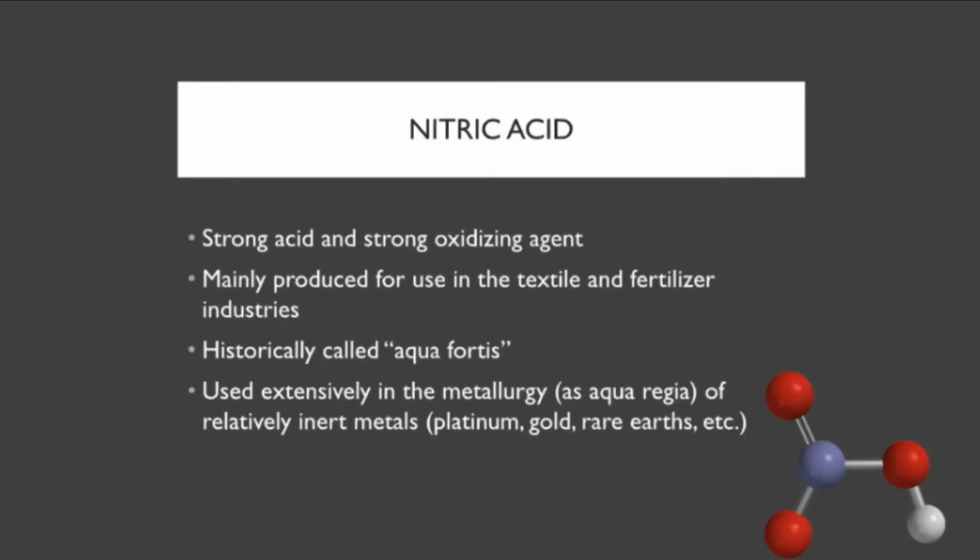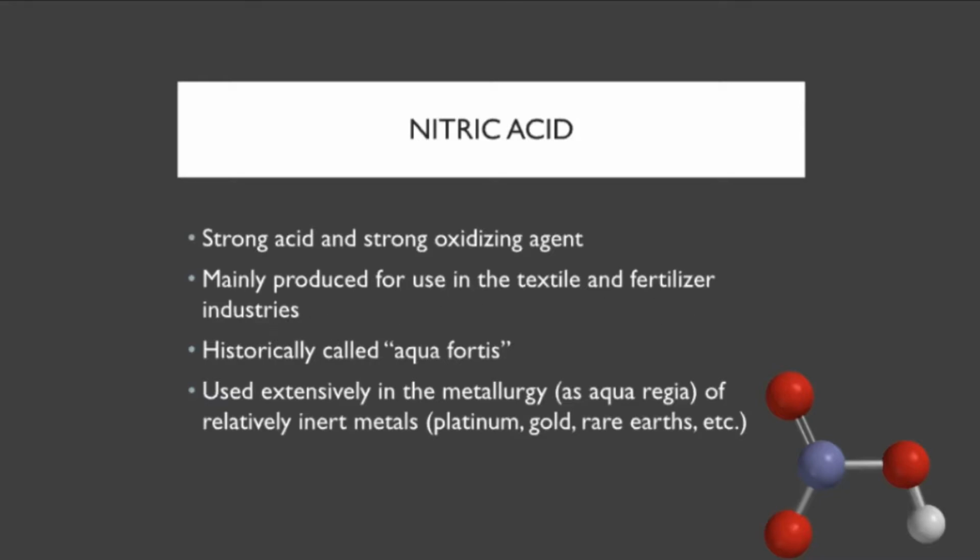Next, let us talk about nitric acid. Nitric acid is another important nitrogen chemical that is derived from ammonia. Nitric acid is a very strong acid and it is also a strong oxidizing agent. It is the combination of these two properties that gives nitric acid a very distinct niche use in the cleaning of surfaces and in the extraction of metals from their ores. In the industry, nitric acid is mainly produced for use in the textile and fertilizer industries.